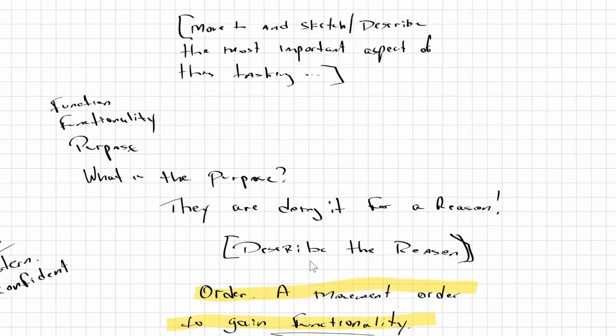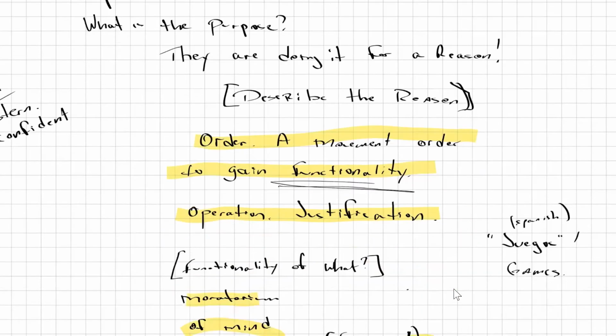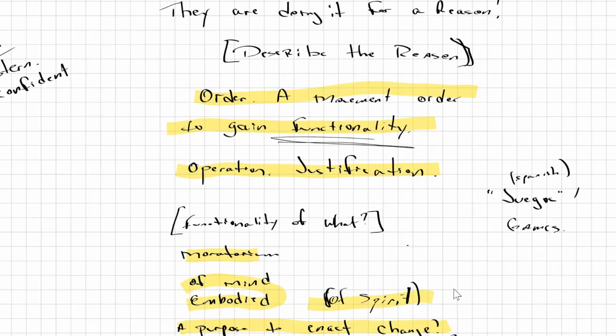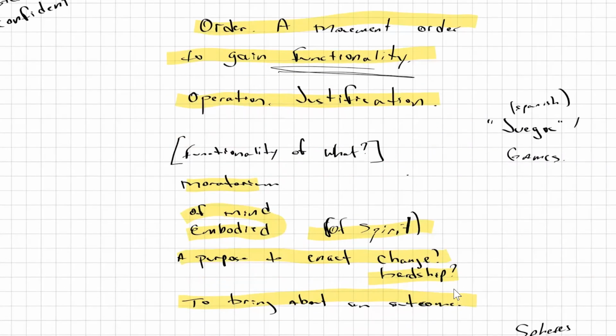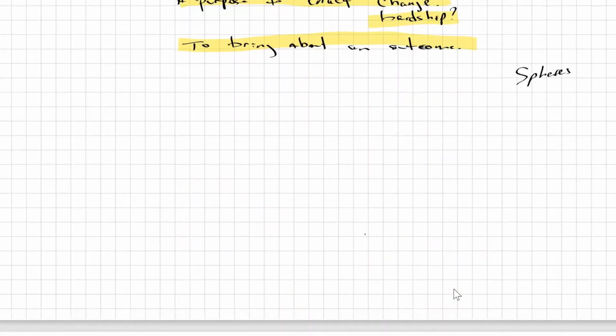Okay, what's most important about this? They were doing it for a reason. This was intentional, whatever it was. Describing the reason, order, a movement order to gain functionality, an operation or justification. But functionality of what? A moratorium of mind embodied, of spirit, a purpose to enact change, hardship, I asked, to bring about an outcome.